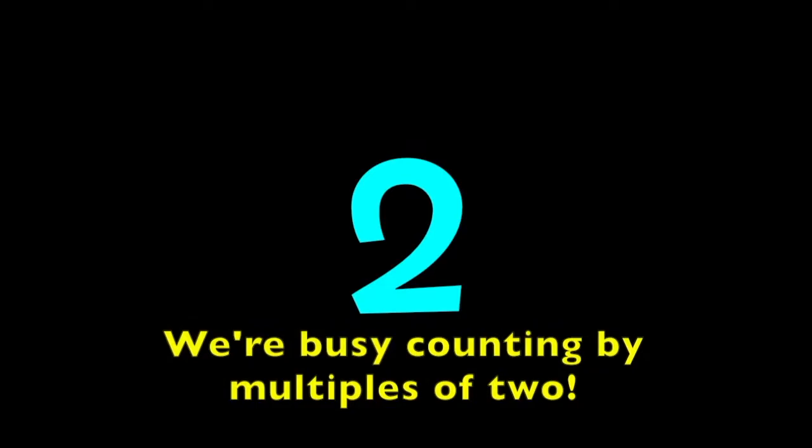2, 2, 2, 2. Here's what you do. 0, 2, 4, 6, 8, 10, 12, 14, 16, 18, 20, 22, 24. You do 2 because you count by 2. Keep counting. Keep counting. Keep counting.